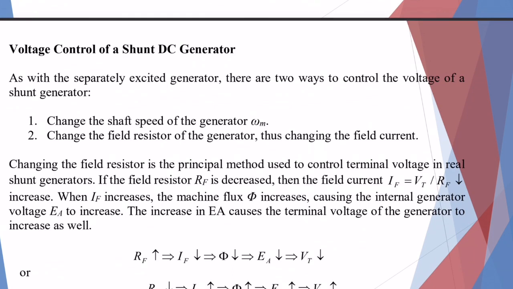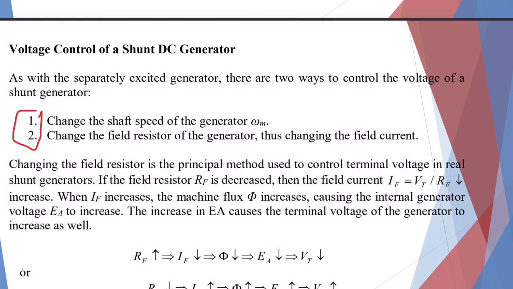Voltage control of a shunt DC generator. How can we control the voltage here? As with the separately excited generators, there are two ways to control the voltage of shunt generators. One, change the shaft speed of the generator. Two, change the field resistor of the generator, thus changing the field current. Changing the field resistor is the principal method used to control terminal voltage in real shunt generators.